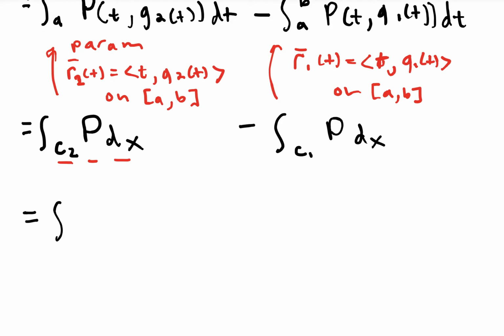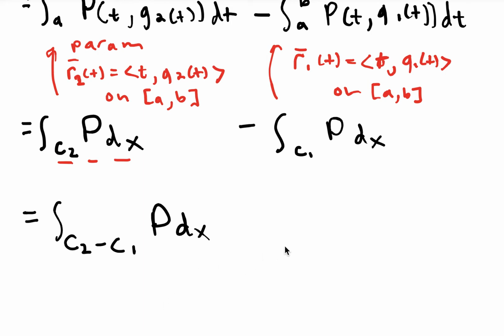I'm really integrating the same function. It's just that here I'm integrating over C2, and here I'm basically going in the opposite direction because of this minus sign. I'm going in the opposite direction of my C1. Now, a way that I could express this just by combining those curves is maybe I could think about going along C2 and then going in the opposite direction of C1.